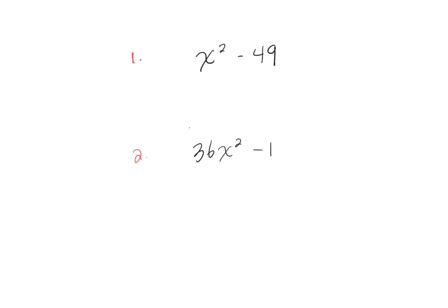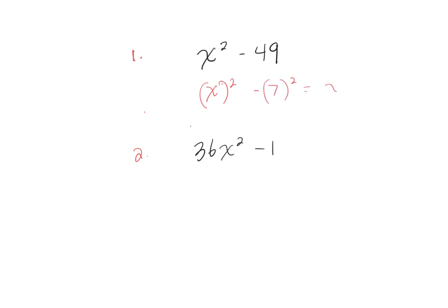Okay, so I'm going to say it again. Welcome back. And what do we have for number 1? Well, we know we have an x squared, x that was squared, and a 7 that was squared. So I'm going to write that. X that was squared minus a 7 that was squared, and that's going to give me x plus 7 times x minus 7, or x minus 7 times x plus 7.